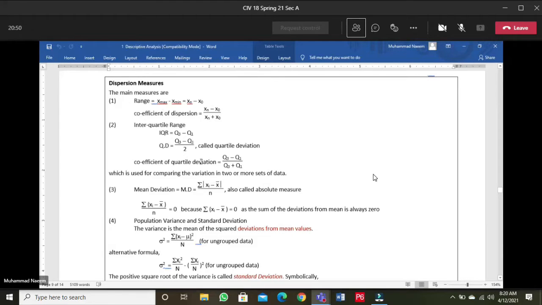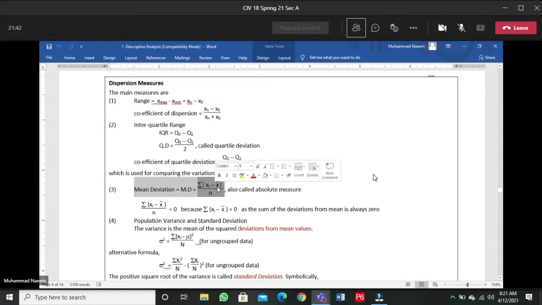So these coefficients are also dispersion measures, and we prefer them when we need to compare two or more sets of data. In this way, we avoid the units. A data set may have units in seconds, and another in liters. Different data sets, when we need to compare their variation, their dispersion, so we prefer coefficient measures.